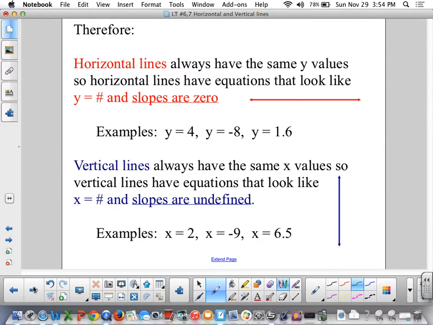Therefore, horizontal lines always have the same y values. So horizontal lines have equations that look like y equals a number, and the slopes are 0. Vertical lines always have the same x value, so vertical lines have equations that look like x equals a number, and their slopes are undefined.